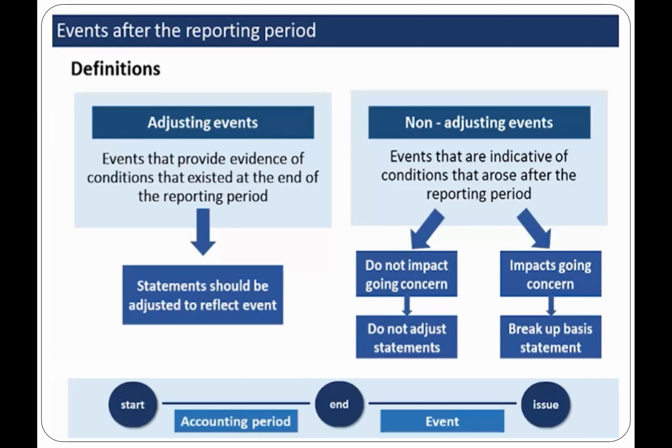Now, if you get a scenario in an exam, the first thing you need to determine is whether it is an adjusting event or a non-adjusting event. To determine that, you look at the scenario and ask yourself, is it telling me about conditions that existed at the end of the year, or is it telling me about conditions that arose after the reporting period? If it's telling you information about things that had happened before year end, it means you need to go back and adjust your financial statements. But if it's telling you about things that then happened after year end, it means you don't have to adjust anything.